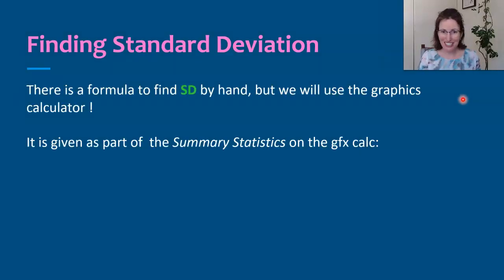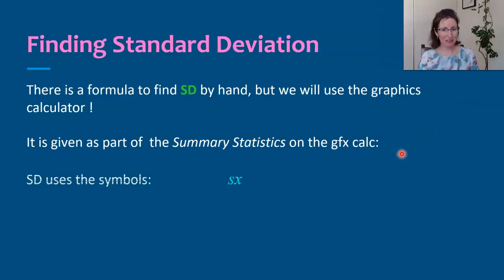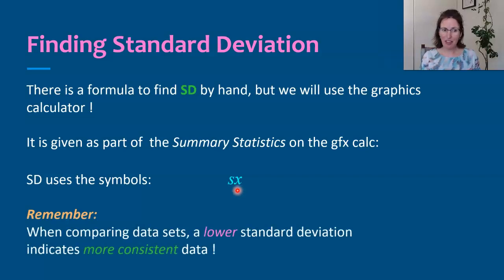So there is a formula to do this, but we're going to use our graphics calculators here for this Year 11 General Maths course. It's actually given as part of the summary statistics that you're already used to doing when you were finding the mean and the IQR and the 5-number summary. So when you see it on your calculator there, look for SX. The S is for the standard deviation. And remember that when comparing two sets of data, a lower standard deviation, you could say that they're more consistent. So there's the language to use.